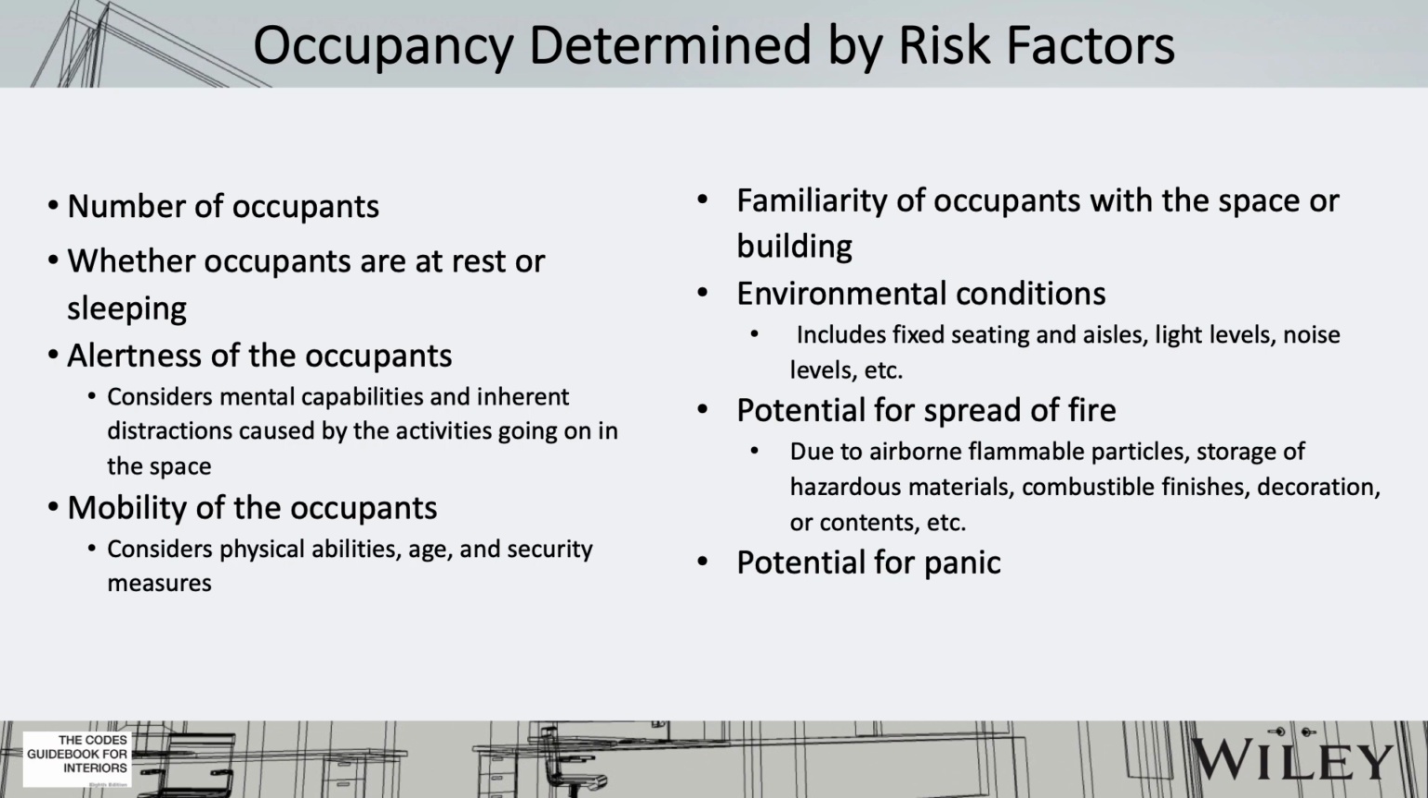Occupancy is determined by risk factors, and the main one that we have to assess is the number of occupants as per the code. So that's where we look into the table in Chapter 10 of the IBC/CBC. The other conditions are going to be alertness, mobility, public spaces that people aren't familiar with, potential for spread of fire, and potential for panic.